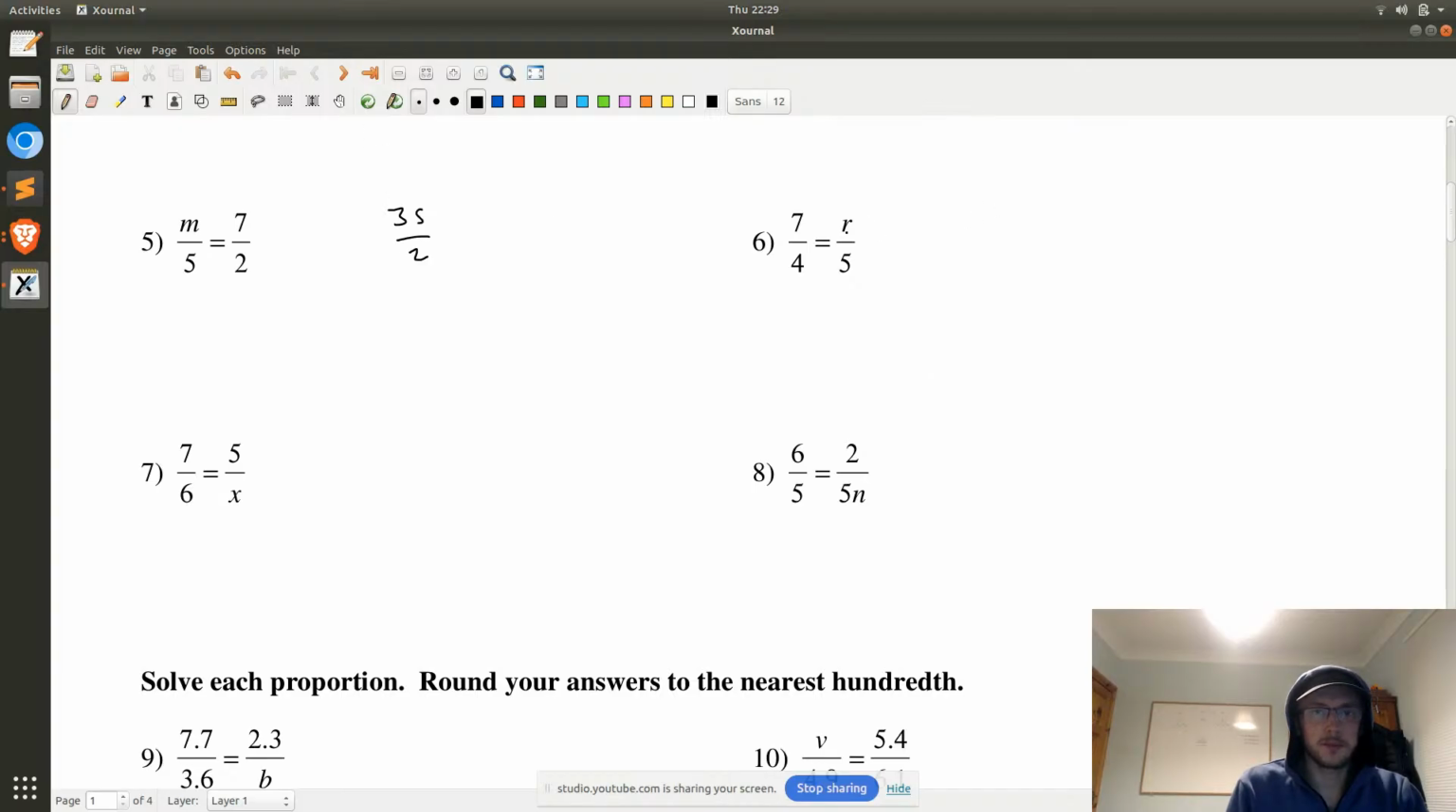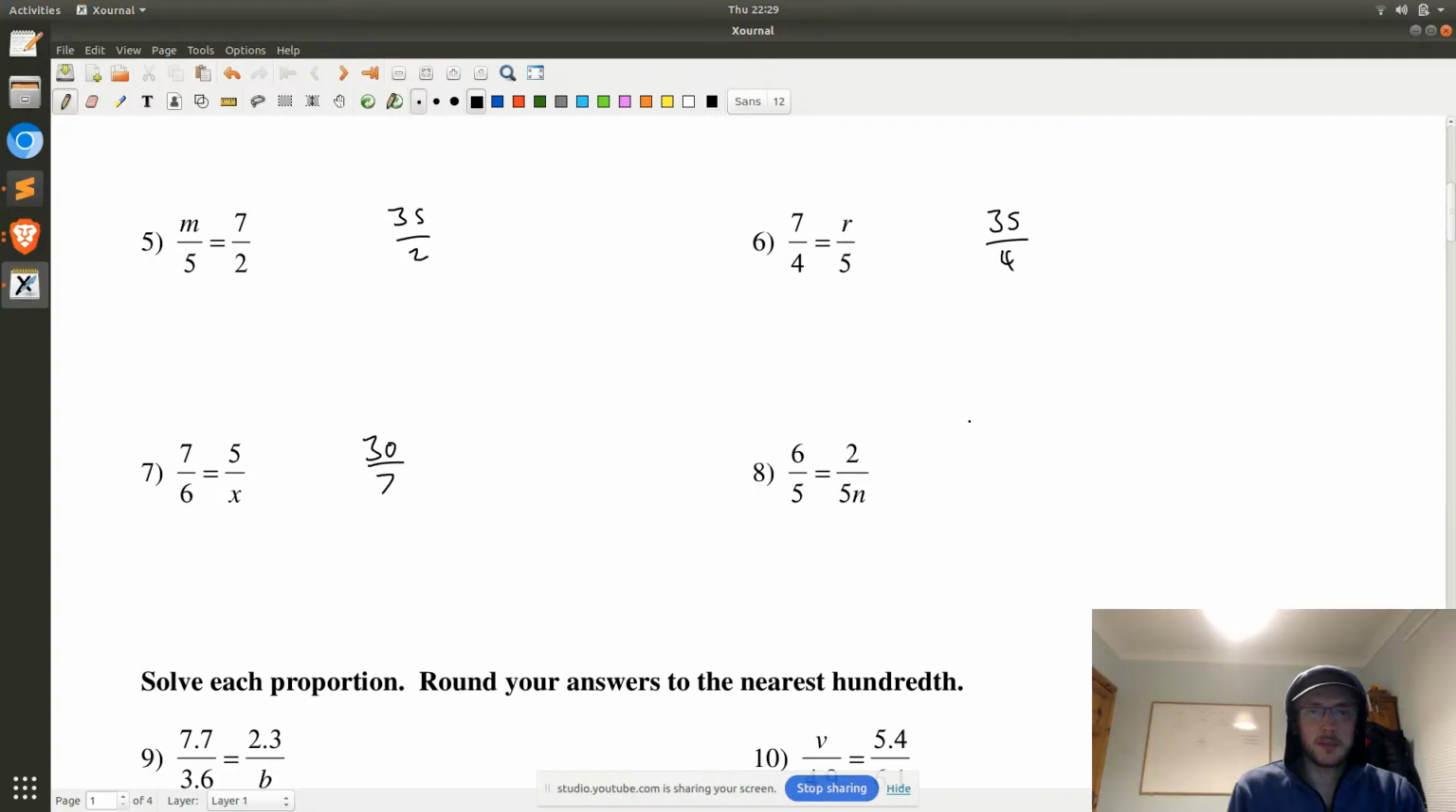35/2. Multiply on there by 5. 35/4. And here, flip both sides to get 6/7, then times across. So 30/7. Flip both sides to get 5/6. 5/6 equals 5n/2. So 10/6 equals 5n.